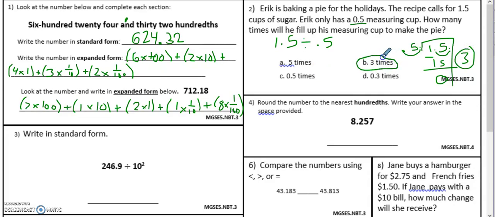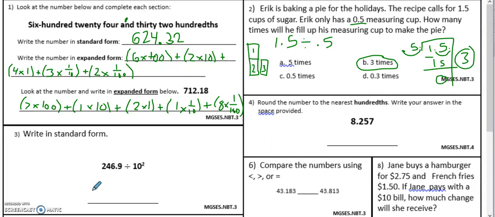We could have also drawn a picture. Here's my picture of 1 whole and 5/10. And if I need to split that up into 5/10, I could simply split that up like that and count them. And that's 1, 2, and 3. There are 3 5/10 in 1 and 5/10. Either way, we get our answer of B, 3 times.